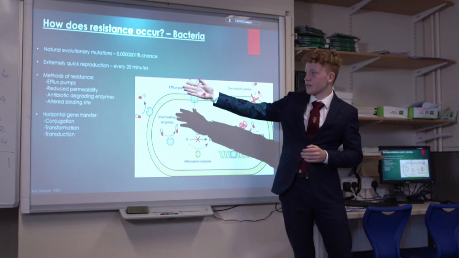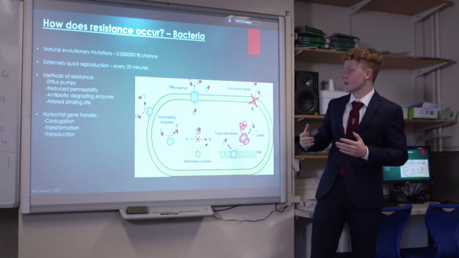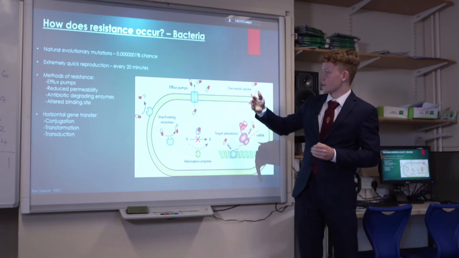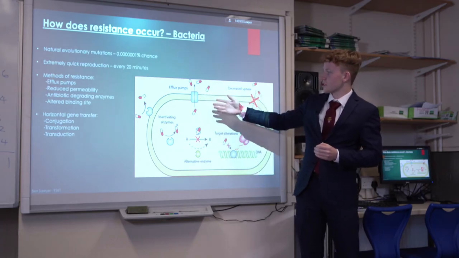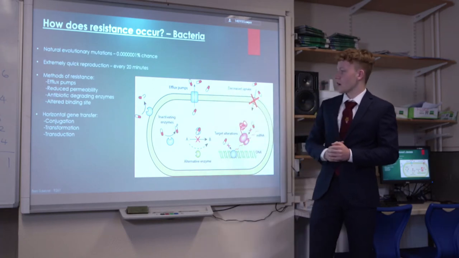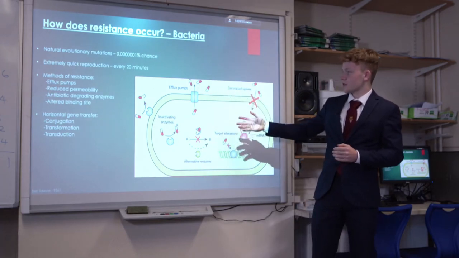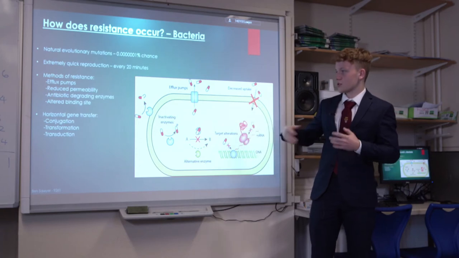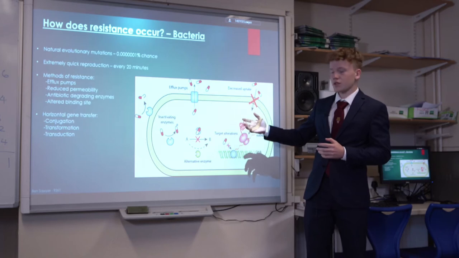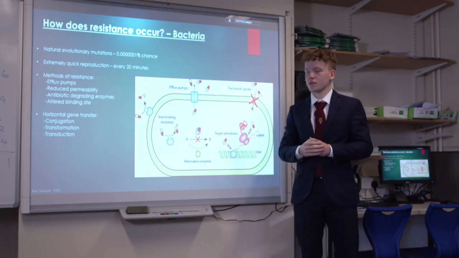There are various methods of how this resistance actually manifests. I won't go into them in too much detail, but some examples are efflux pumps, where the antibiotics get into the cell and these pumps simply pump them back out. The bacteria can produce enzymes which destroy the antibiotics, or they can alter some of the structures in their cell to prevent the antibiotics working.